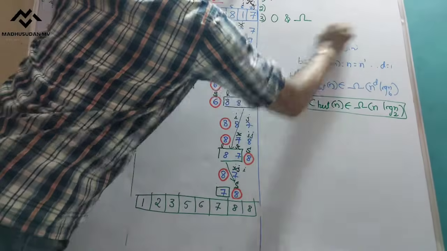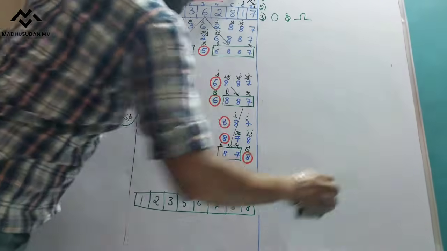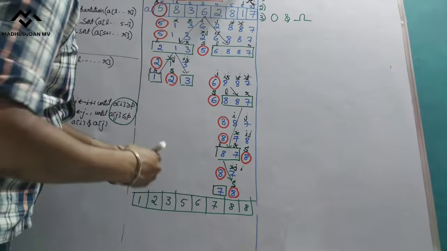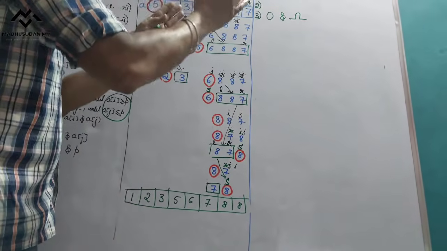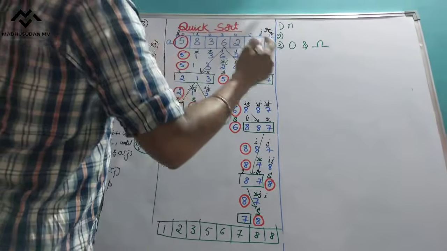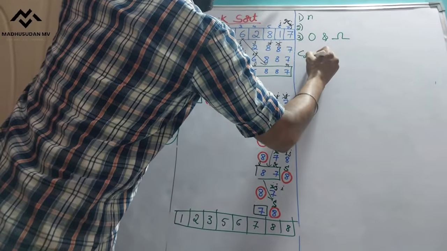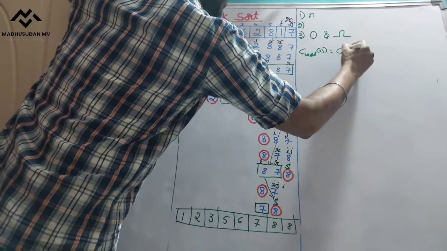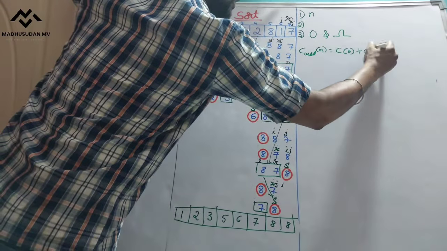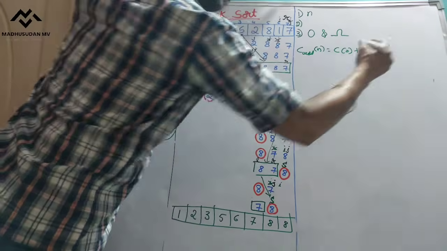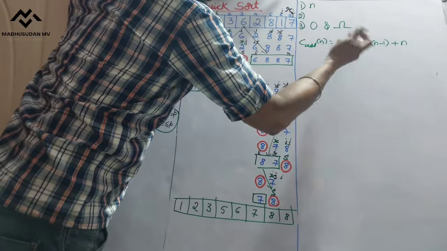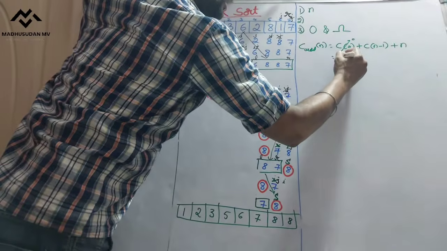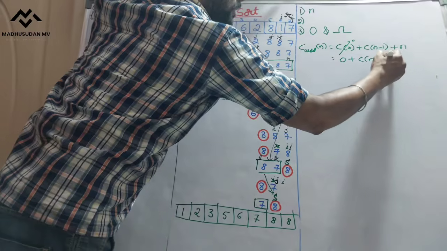The worst case, we know, occurs whenever our pivot element splits in such a way that one of the subarrays is empty and the other subarray has n minus 1 elements. So C worst of n is equal to C of 0 for one side, plus C of n minus 1 for the remaining elements, plus n, since every time we are sorting one element. With 0 elements we are not doing anything, so it is 0 plus C of n minus 1 plus n.